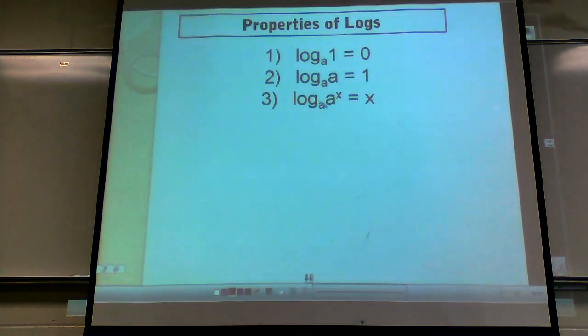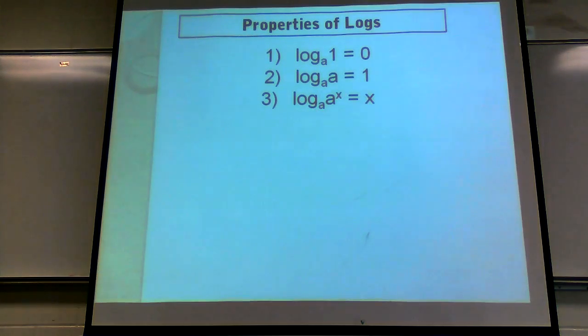Okay, this is just saying this base raised to this power. If you have the exact same thing here, it just drops that x down to the front. So if I wrote this as an exponent, this would be a to the x power equals a to the x, which makes sense. Ones like this you'll come up with.